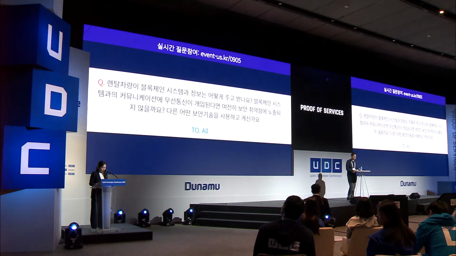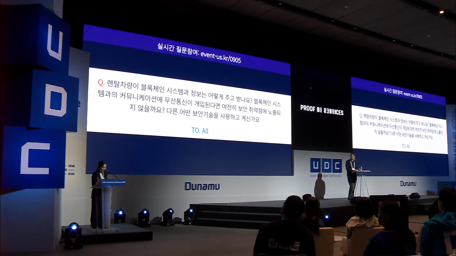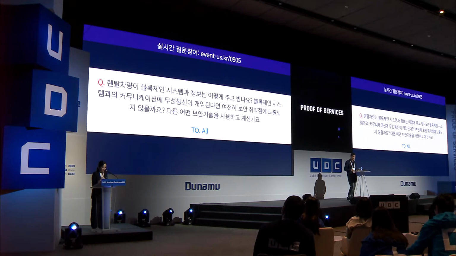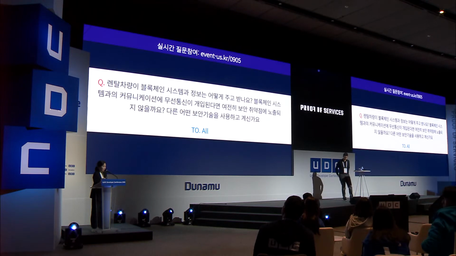The next question is, how can the rented car communicate with the blockchain system? And if wireless communication or telecom is involved in the communication with the blockchain system, there should be some security issue. So what kind of security technology do you use?